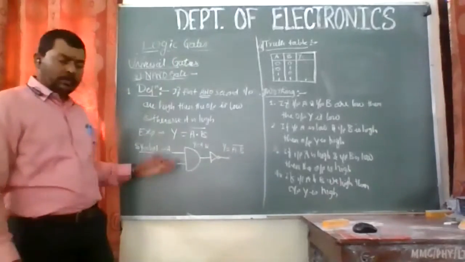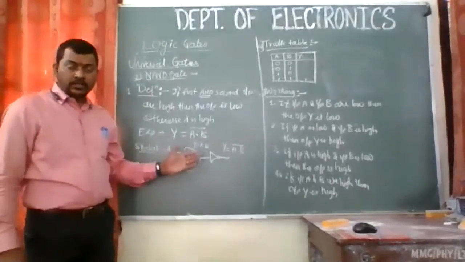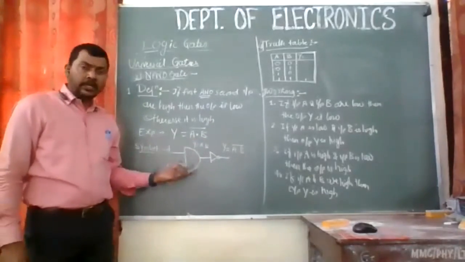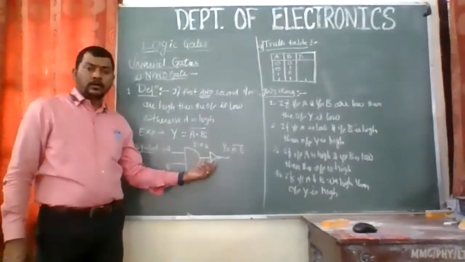So if you go for the truth table, this is the circuit in which we are using an AND and NOT gate.